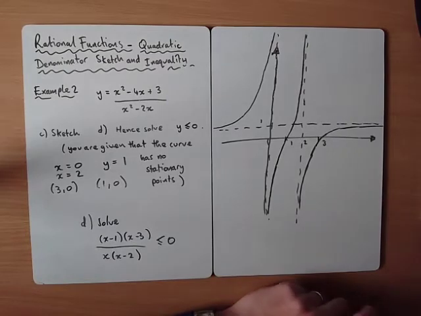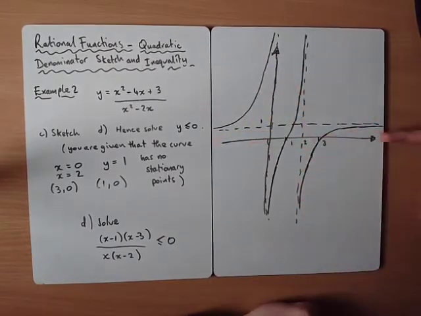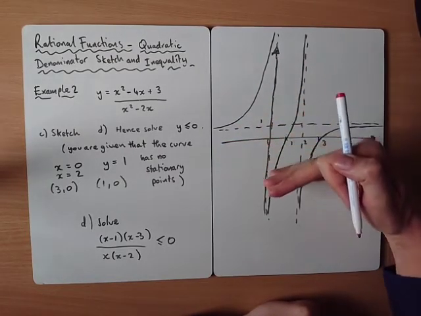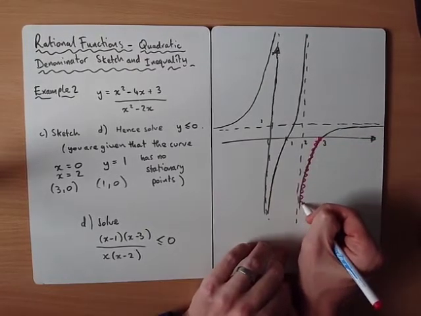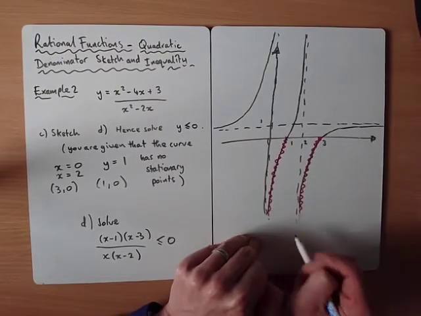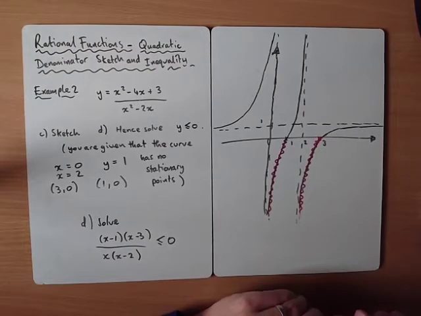So let's look at our sketch. Less than 0, well, 0 is this line, isn't it? This is when y equals 0, that's this line. So for less than or equal to 0, this section of the graph here and this section of the graph here are the two sections when we're less than or equal to 0.